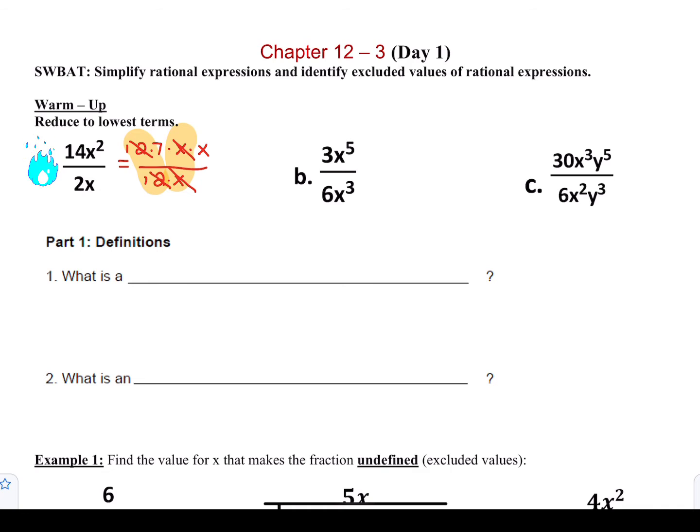So what we have left over is on the top a 7x, and on the bottom a 1. So you could just write this as 7x or 7x over 1.